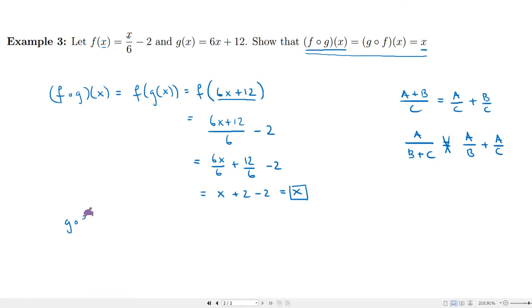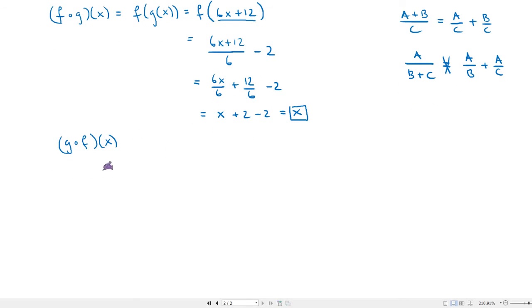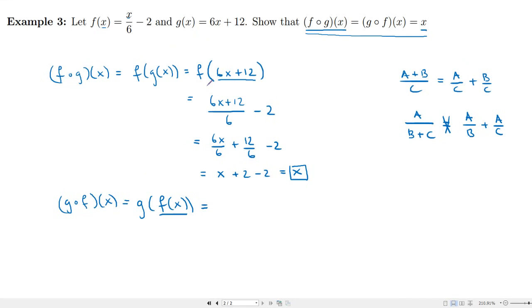So g compose f of x. So what do we get? So this will be, all right, so well, by definition, this is g of f of x. Okay, now what is f? So f is right here. So this is x over 6 minus 2, right? And then now that is going to be our input. So over here, our input for g is x, and there's only one place that we put the x right there. There may be many places that you have to put the x, okay? But right now, there's just one place.